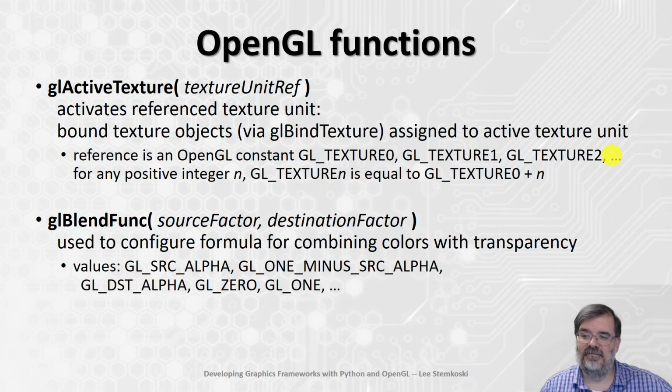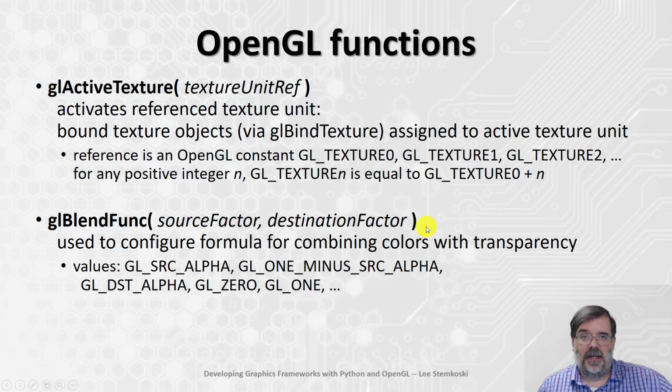So at least 16. Now, in order to use these more easily in our code, even though we don't know what the value of this constant is, we do know that for any positive integer n, GL_TEXTURE n is going to be equal to GL_TEXTURE0 plus that value n. In other words, the values of these constants are a consecutive set of integers. And that will be helpful information in the code we're going to be soon writing.